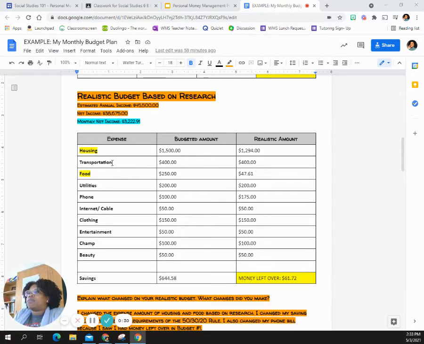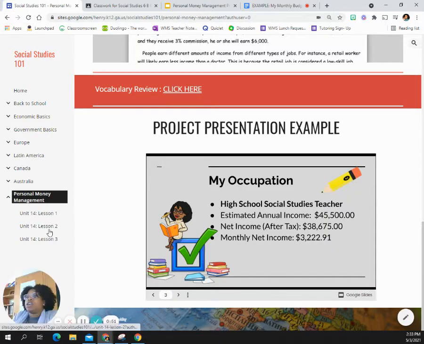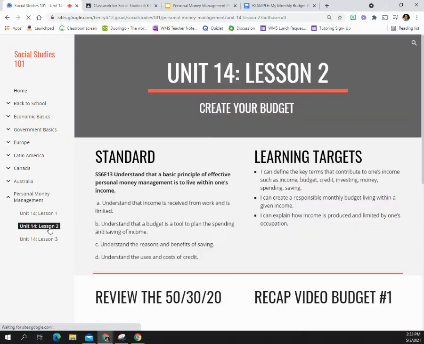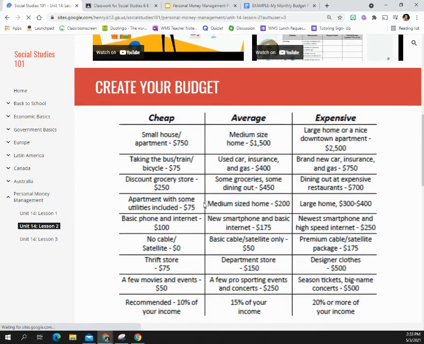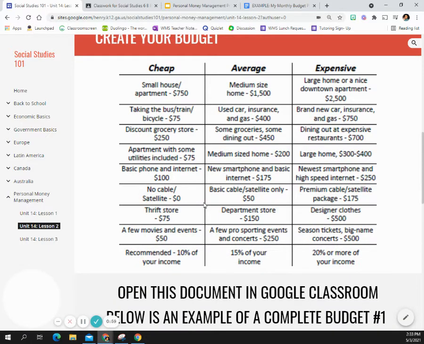And I want to just take a second and look at transportation, utilities, phone, internet and cable, clothing, entertainment, champ, beauty, and all that good stuff. So you might be wondering, how did I get these numbers? They're based off of my budgeted amount and also based off of what we already saw in Social Studies 101. So remember, the chart is on Unit 14, Lesson 2. And you see the Create Your Budget chart.